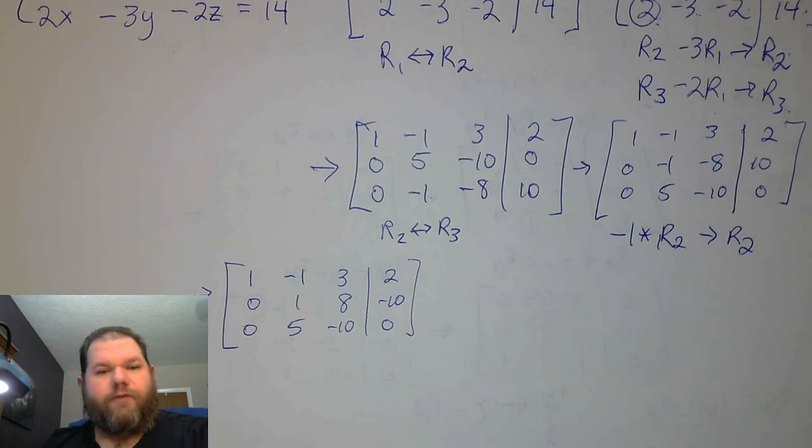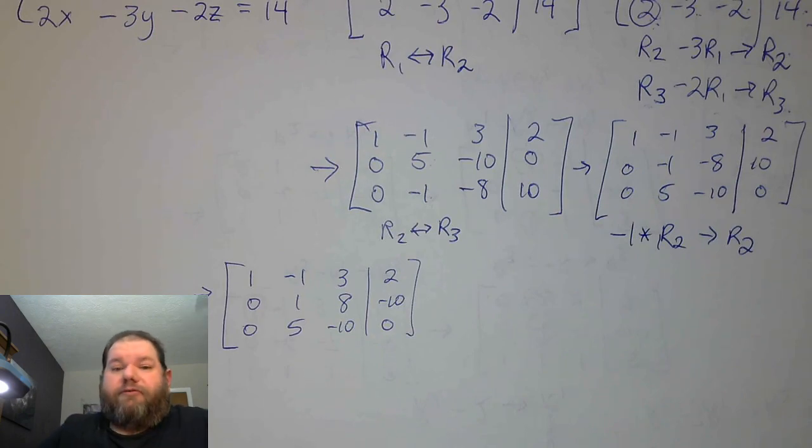Division is actually a form of multiplication, so I kind of grouped them together, but multiplication and division are kind of the same thing in this regard. So if you want to think of it as multiplication and division by a number on a row, that's possible. That's another way to say it.